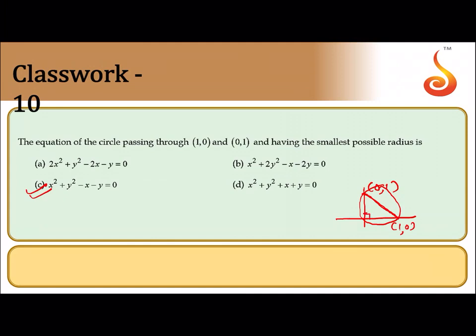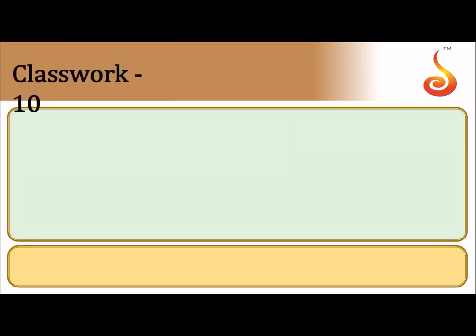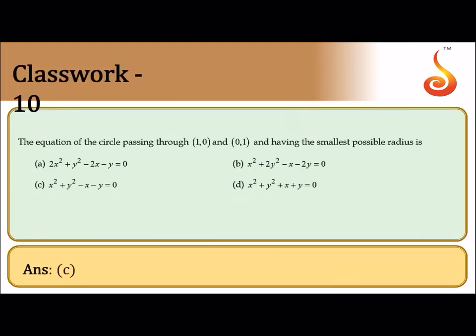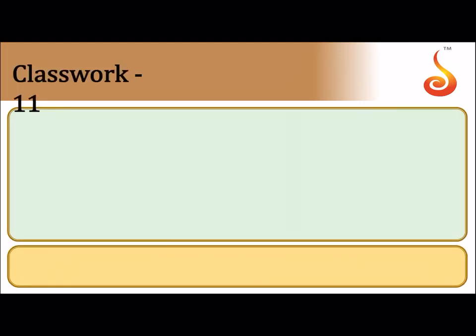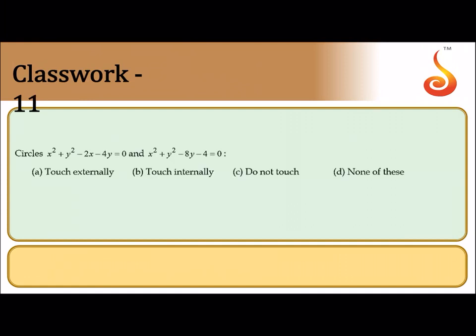Already we did it. X square plus y square minus x minus y is equal to 0. This will be the smallest circle where these two points become the ends of the diameter. This is A and this is B. If you join them, this will be the diameter of the given circle. So option C is correct. Already we did this example.